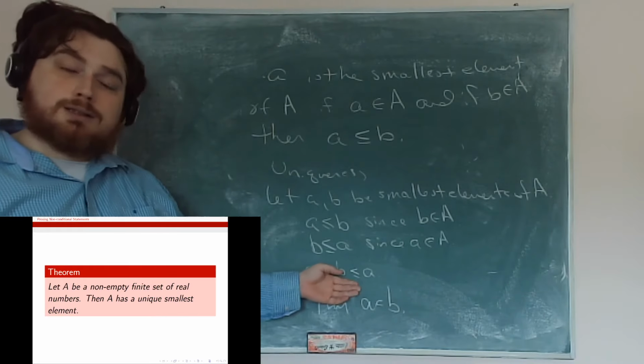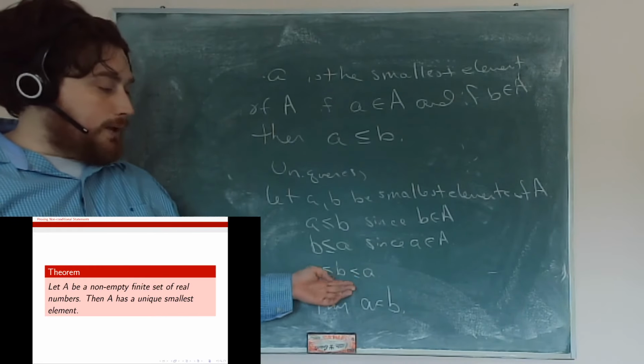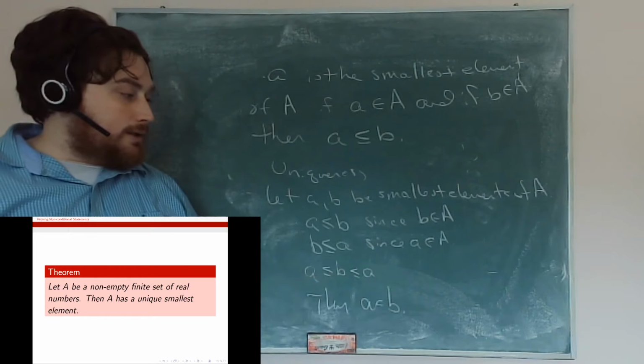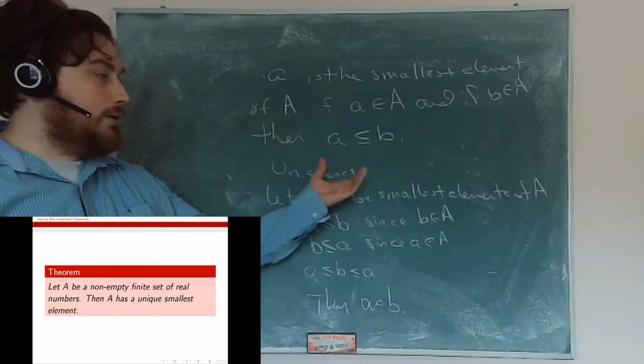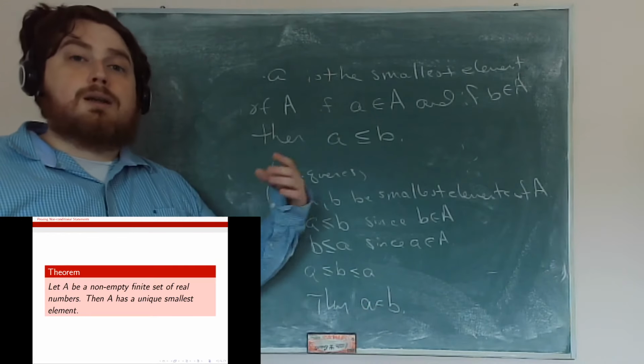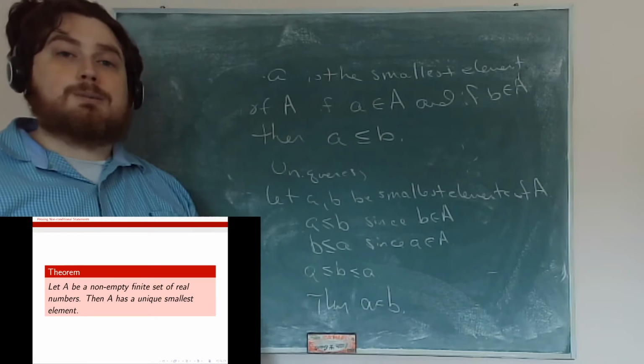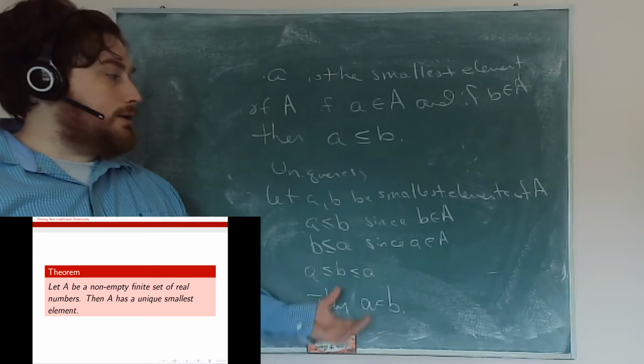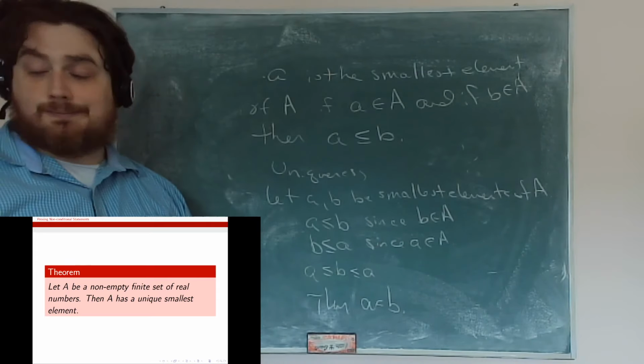And this is an idea that's going to come up again. If we can show this, then that implies that A is equal to B. So if we had two smallest elements, they'd actually have to be the same. So if there is a smallest element, it has to be unique. And so we've actually done uniqueness first.